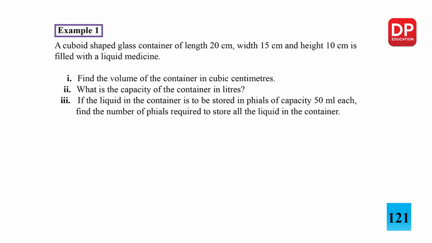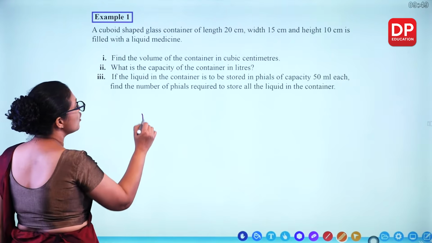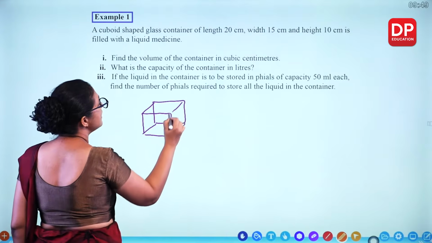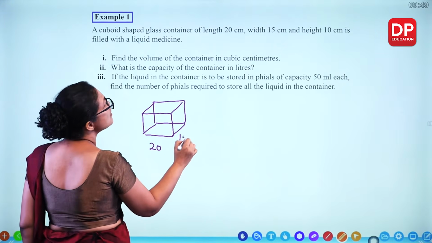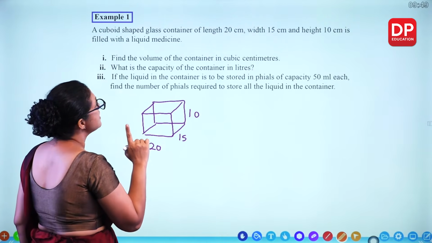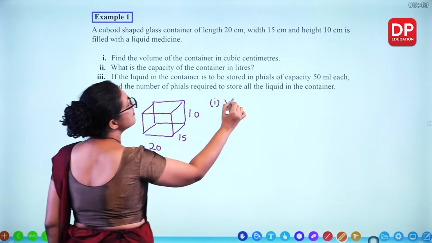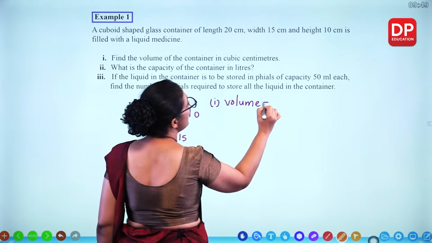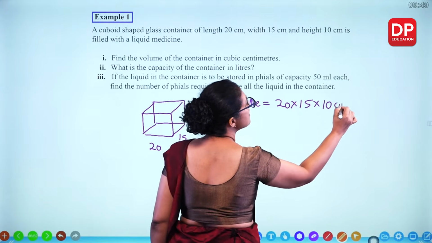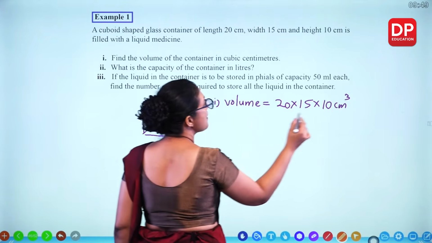Example number 1. A cuboid shaped glass container of length 20, width 15 and height 10 centimeter is filled with a liquid medicine. So this is a cuboid shape. So what's the length? Length is 20, width is 15 and height is 10. So find the volume of the container. So the volume is length into width into height. This is in cubic centimeters.